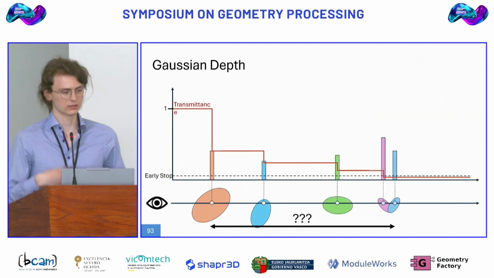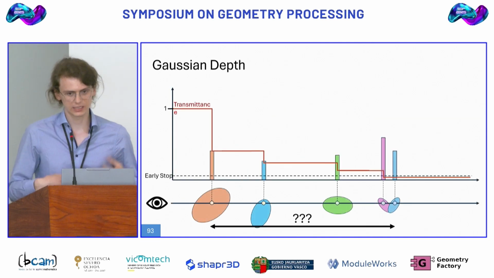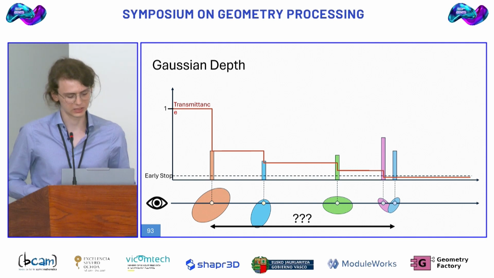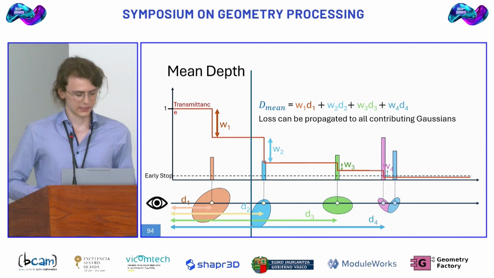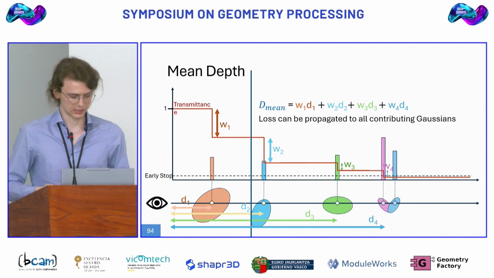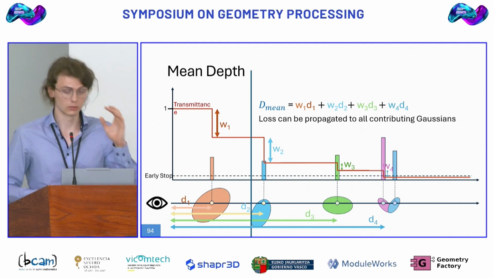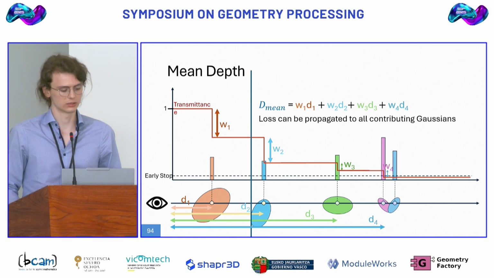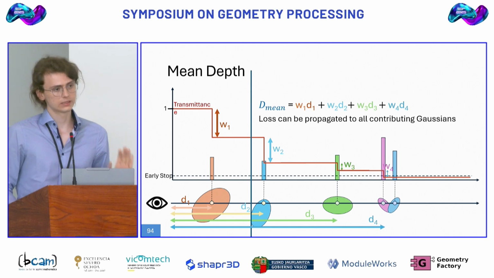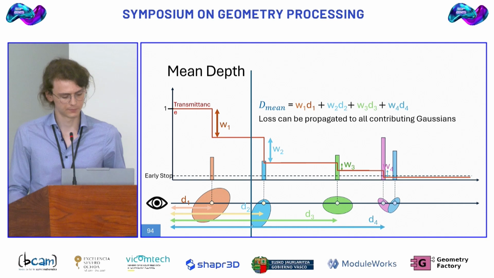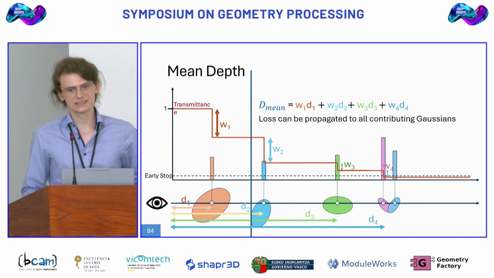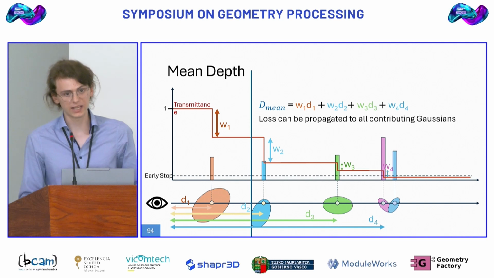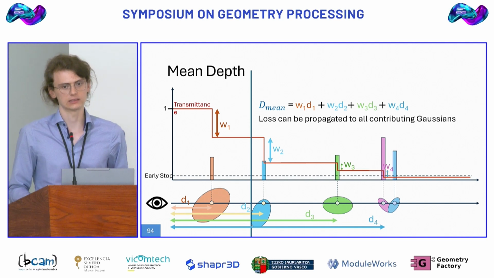So when we're talking about finding the depth of a pixel, we are once again interested in where the surface of the object that we are looking at is. One possible answer to that is to alpha blend the depths essentially. So we take the weighted mean, weighted according to the contribution to the pixel color, of the distance of the Gaussians to the camera. Now, just like the normal mean in statistics, this is somewhat susceptible to outliers. But it depends on every single Gaussian along the ray, so we can propagate the gradients to all of them.